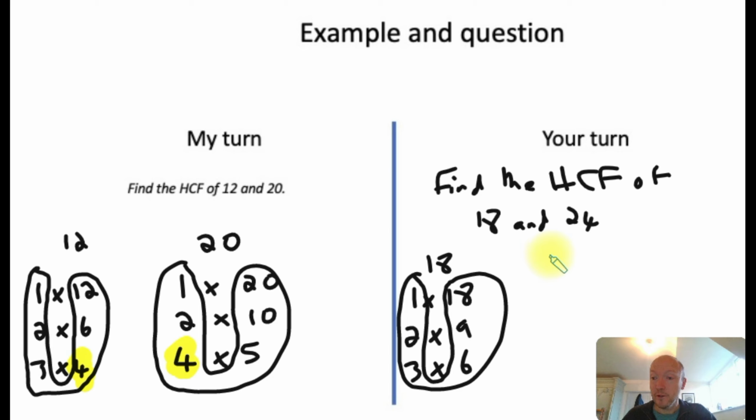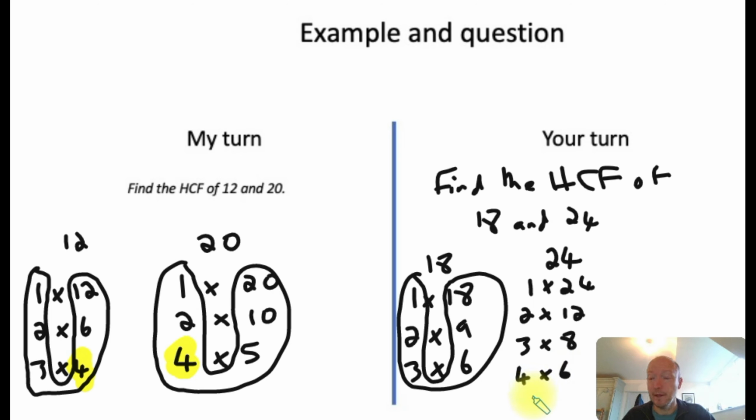If we do the same for 24, try and squeeze it in here a little bit. Right, here we go. So for 24 will be 1 and 24, 2 times 12, 3 times 8 and 4 times 6. And again, we'd have a 5, but 5 doesn't multiply by anything to make 24, and then it would be 6 times 4. So we know we've found all the factors of 24.